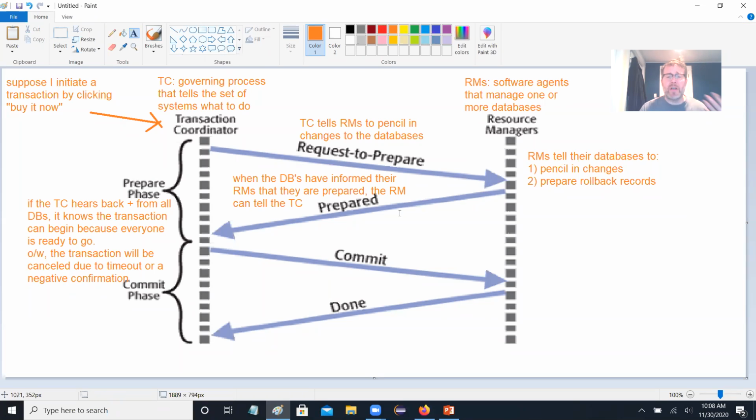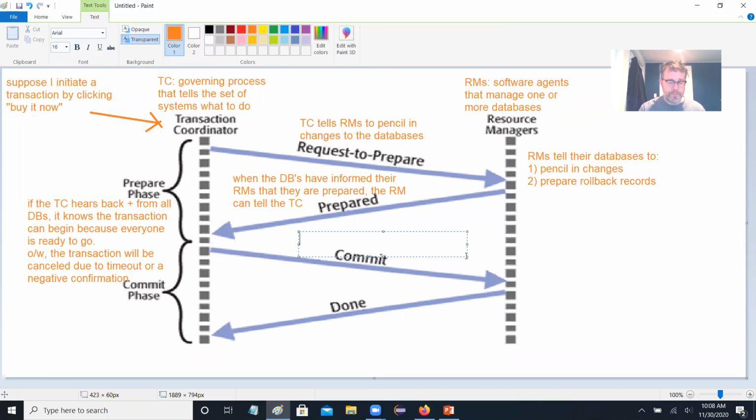So the resource managers are going to try to do the stuff they're supposed to do. If they can't do it, if for some reason, one of the resource managers fails, for example, then the transaction coordinator simply wouldn't hear from it in time and the attempt would fail. All right, but if it goes through, transaction coordinator tells all RMs to make the changes to the databases permanent, right? We're no longer penciling the changes. Now we're actually doing them for real.